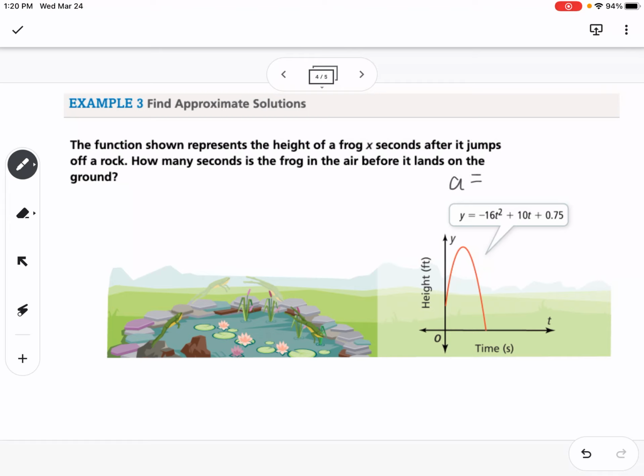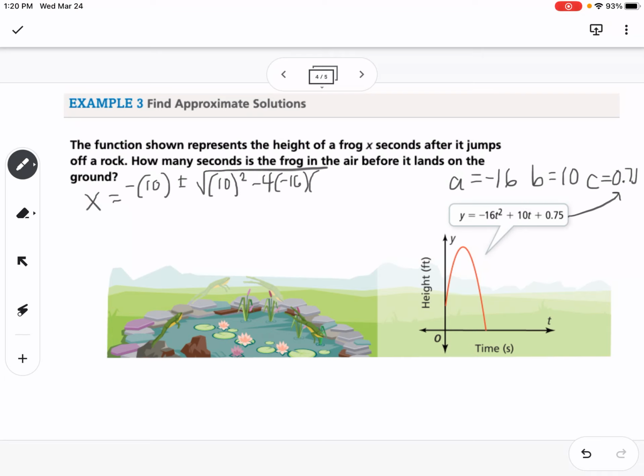So I can see here that a is negative 16, b is 10, and c is 0.75. C is that right there. Okay, so if I use my quadratic formula, x equals negative 10 plus or minus the square root of 10 squared minus 4 times negative 16 times 0.75, all over 2 times negative 16. So if we simplify this, we get negative 10 plus or minus the square root.